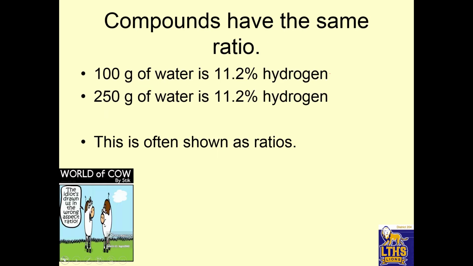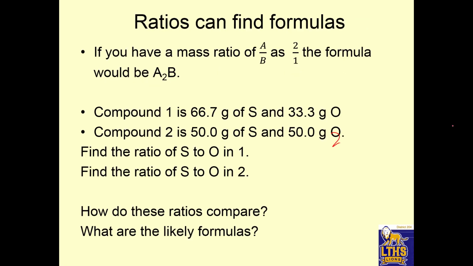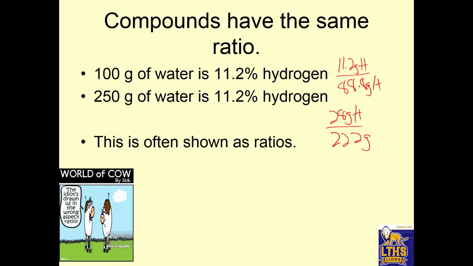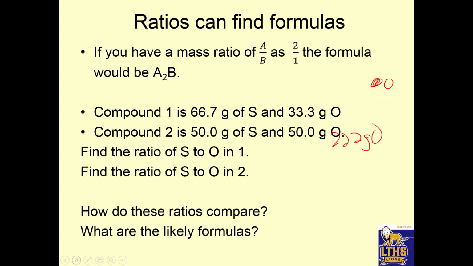So if I were to do that, I would say 11.2 grams of H over 88.8 grams of O. Or if I had 250 grams, I had to do a little math magic here: 28 grams of H over 222 grams of O. Oops, I put H over O. If you have a mass ratio of A over B as 2 over 1, the formula would be A2B. Okay, so let's take a look at what that means.